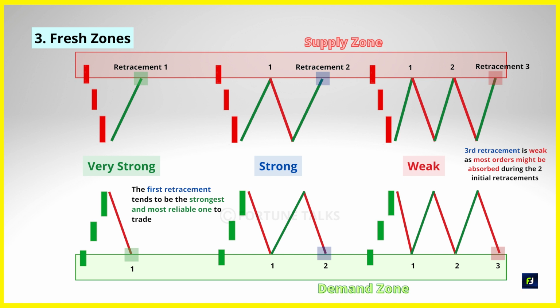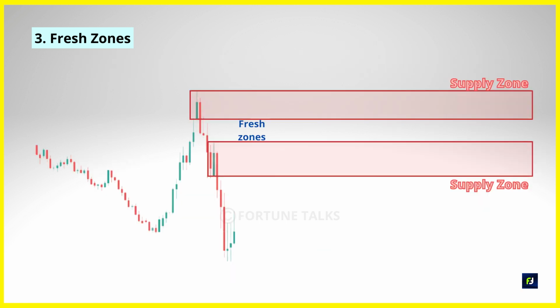After a second retracement to the zone, it is better not to consider it, because there might not be enough supply or demand to move the prices, as most of the orders might be absorbed during the two initial retracements. Now look at this chart. We have a supply zone that the price has not tested yet. These are actually good zones to short once the price retraces back to this zone. The same thing goes for a fresh demand zone.